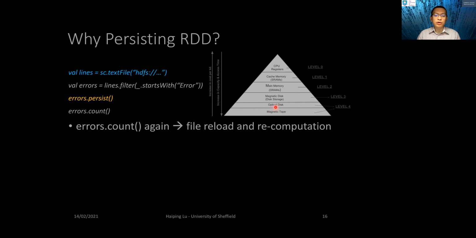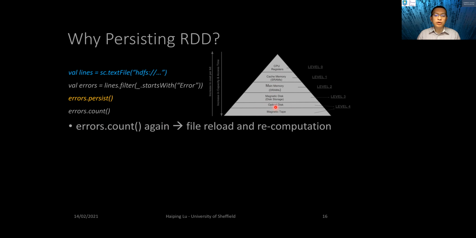Persist will cache the data in memory, which reduces the data loading cost for further actions on the same data. So when we want to persist, we expect there will be further actions on the same data. If there's no further action, there's no need to persist or cache the data.